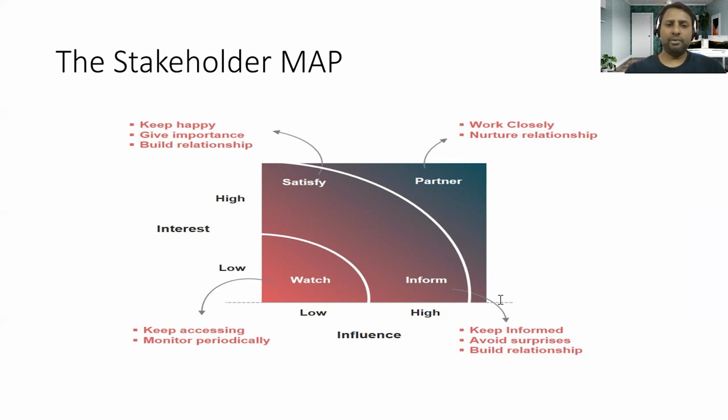In this diagram you can see the spectrum of interest and influence, and possibly the strategic action which is required. As you move from the inner wave to the outer wave, the importance of the stakeholder will start increasing. Those stakeholders sitting on the top right of the diagram are the ones that the product manager should put all their effort into, in order to keep them engaged throughout.